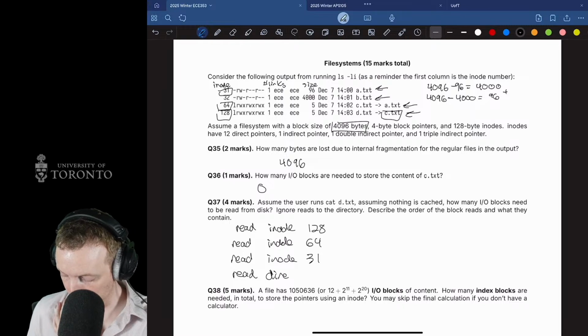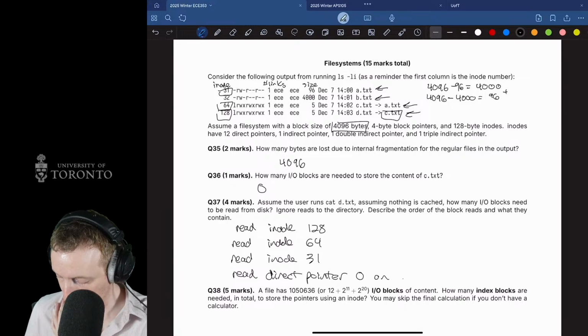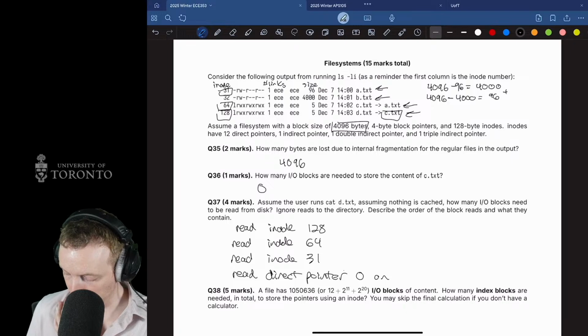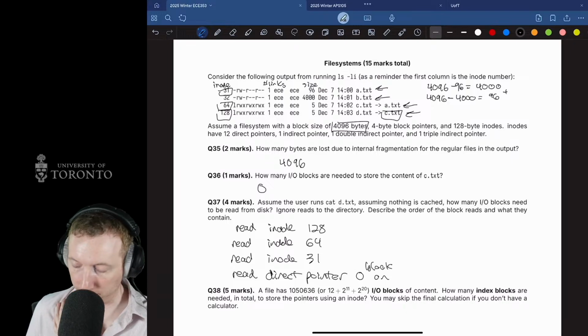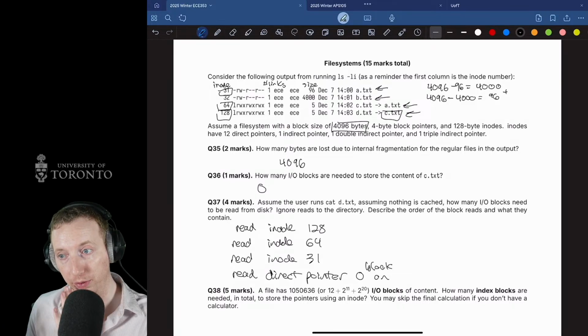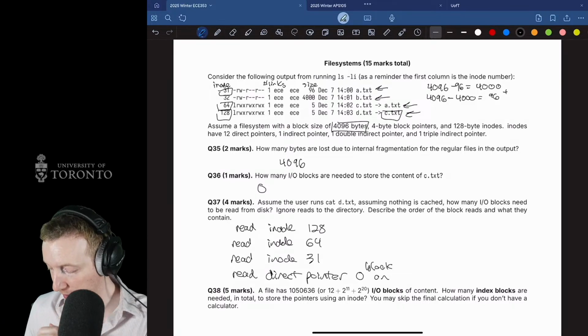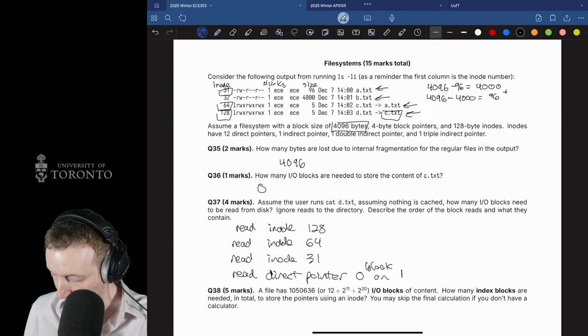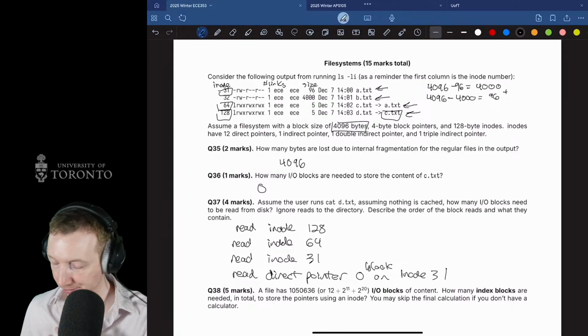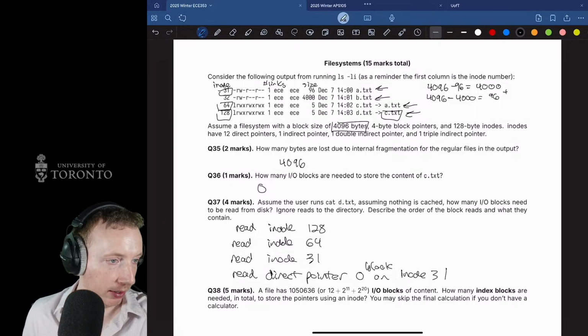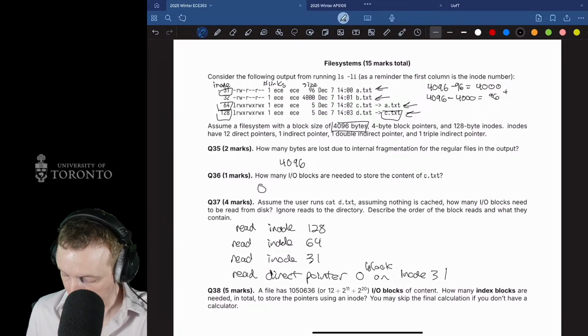direct pointer 0. Well, it would read that block. So the direct pointer 0, the first one, would refer to a block, so I'd have to read that block on inode 31. So whatever data block that is, I read it, boom, that's it. So that is 1, 2, 3, 4.